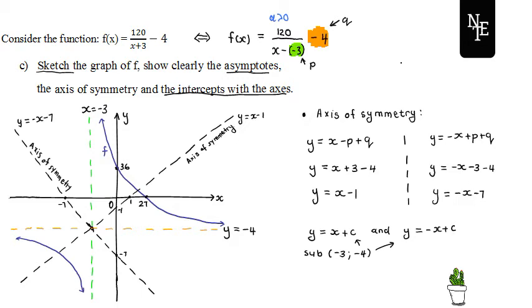So then we go back to the question and we check that we've answered everything, right? So we've done a sketch of f. We've shown the asymptotes, yes we have. We've shown the axes of symmetry, yes we have. And we've also shown the intercepts with the axes, yes we have. Okay, so that is basically a sketch of this function f of x.